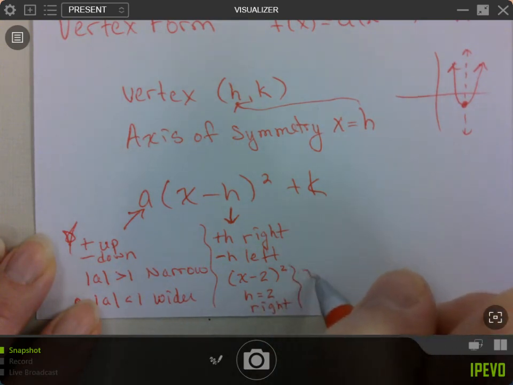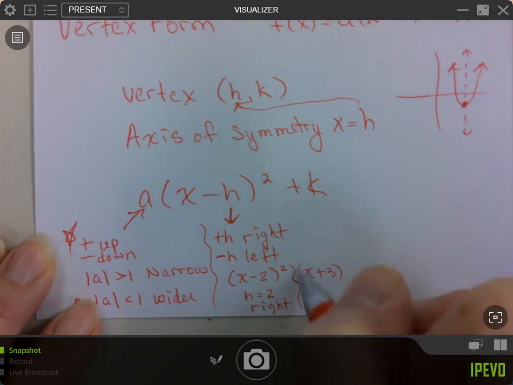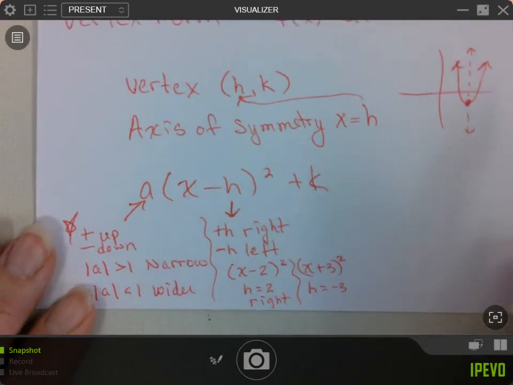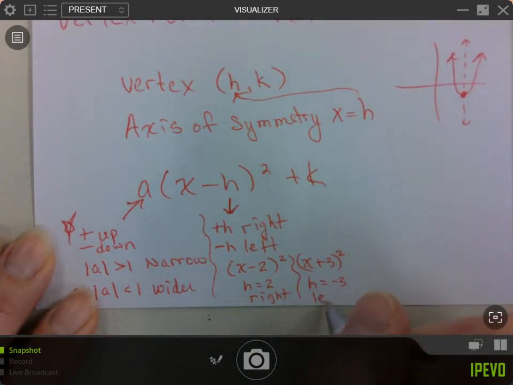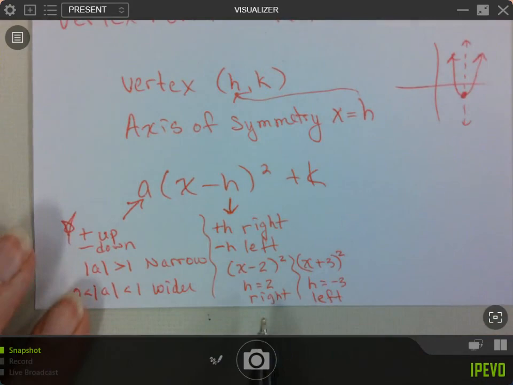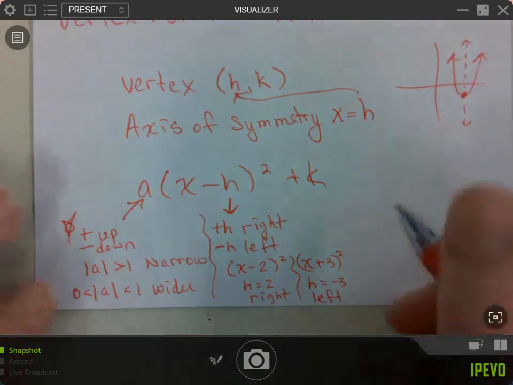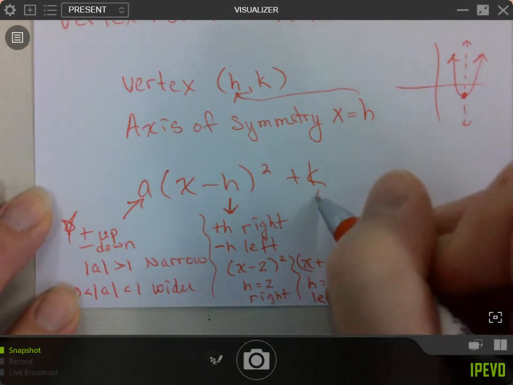But if it's x plus 3 quantity squared, that h is actually -3 because it would have been minus a negative. And that would move it left. And again, I'm doing this pretty quick, but you need to be specific. Right 2 units, left 3 units. All right, now, what's the k do?